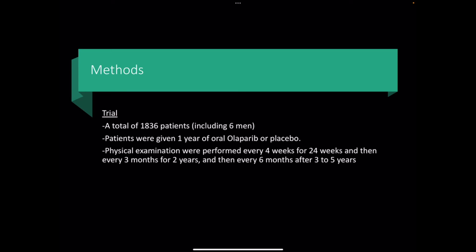For the trial, it took place June 2014 through May 2019. They had a total of 1,836 patients, including 6 men. The patients were chosen at random and recruited from 420 centers across 23 countries. Patients were given 1 year of oral Olaparib or placebo. They received Olaparib and placebo tablets of 300 milligrams, which had to be taken orally twice daily for 52 weeks.